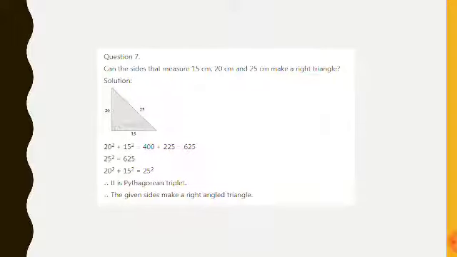Can the sides that measure 15 cm, 20 cm and 25 cm make a right angle triangle? So draw a right angle triangle, base 15 cm and other side 20 cm and hypotenuse 25 cm. Then the right angle triangle formula, A square plus B square is equal to C square. 20 square plus 15 square is equal to 25 square. 20 square value 400, 15 square value 225, 25 square value 625. Then Pythagorean triplet, it is proved. The given sides make a right angle triangle.